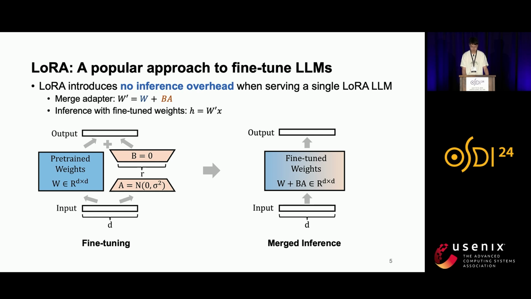Additionally, during the inference stage of large language models, LoRA also has its unique advantages. Although the adapter's parameters are trained separately from the pre-trained weights during the fine-tuning stage, each pair of low-rank matrices, A and B, can be multiplied and merged with the pre-trained weights before the model is deployed. In this way, serving a LoRA LLM during inference does not introduce any additional computational overhead.